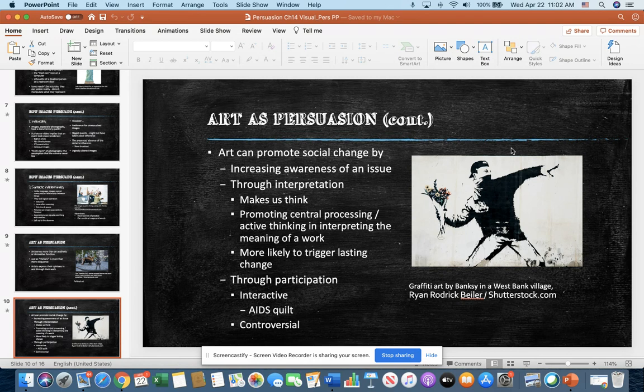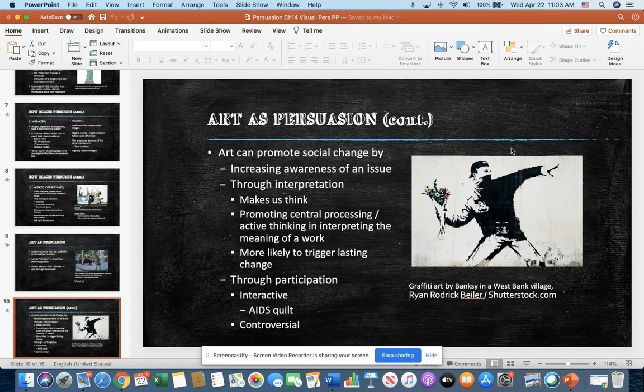And they said that the more we think about something like that, the more likely it is to trigger lasting change. So if it influences us and we had to evaluate, critique, decide, interpret, then it's more likely to be a more lasting change than just something we think for a moment and then it's gone by tomorrow. They also talked about participation, that not only do we think about it mentally and maybe come to some kind of passive agreement, but here we are called to participate with the artwork. It's what they have called interactive art.